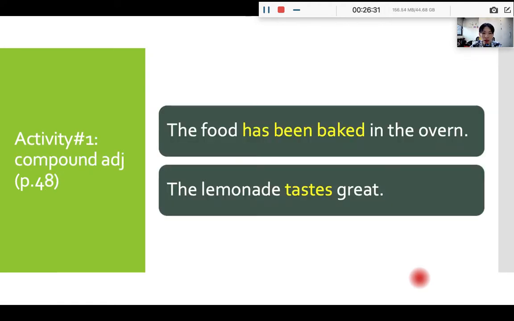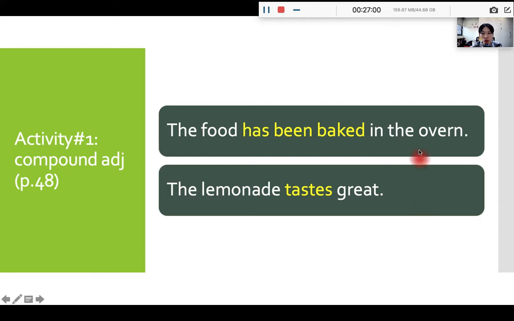Okay, so now please go to activity 1. This is a quick review on compound adjectives. So if you take a look at the box here, it says compound adjectives are formed with 2 words. They often have a hyphen. Many compound adjectives are formed from the past or present participle of verbs. So this is exactly what we just worked on in the previous unit. So if you still remember the principles, it is exactly the same here.